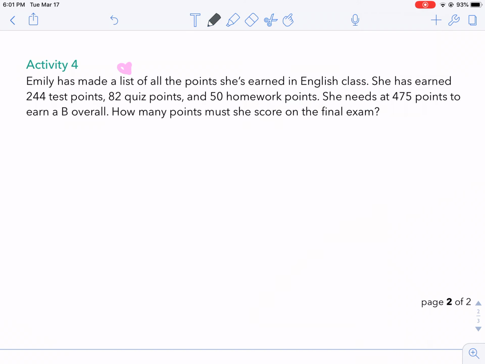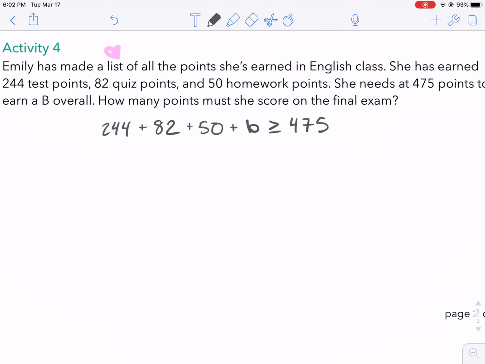Well, let's add up all the points she has so far. We start with 244 test points, and then her 82 quiz points. We also have 50 homework points, and then we need something to represent her final exam score. What do you guys think? How about a b? She wants to earn a B. So there we go. To get Emily's B, she needs at least 475 points. What do you think is our first step?